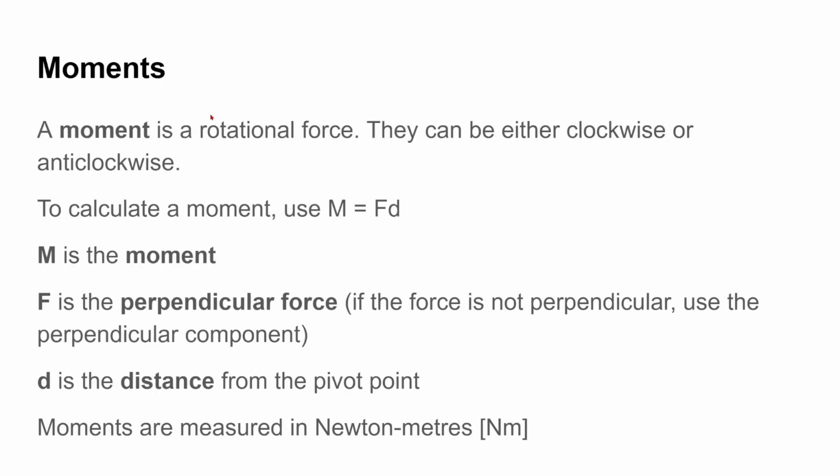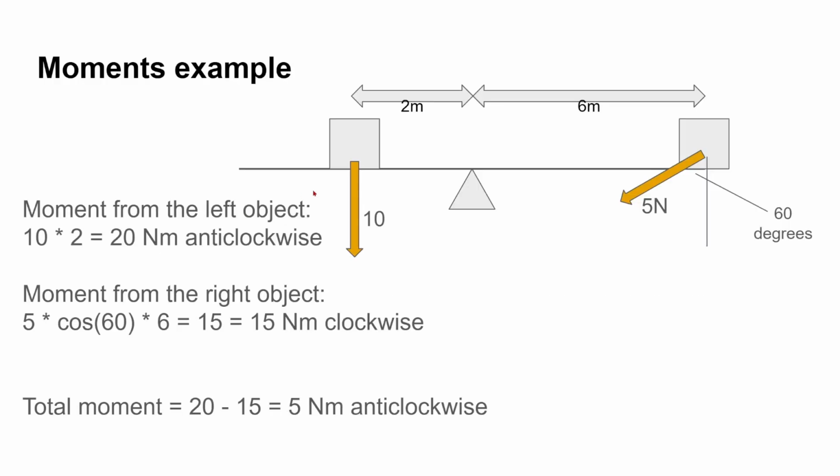So moments. A moment is a rotational force. It can either be clockwise or anti-clockwise. To calculate a moment, you can use moment is equal to the perpendicular force times the distance from a pivot. If the force is not perpendicular, you should find the perpendicular component and ignore the parallel component. I'll show you what I mean in a sec.